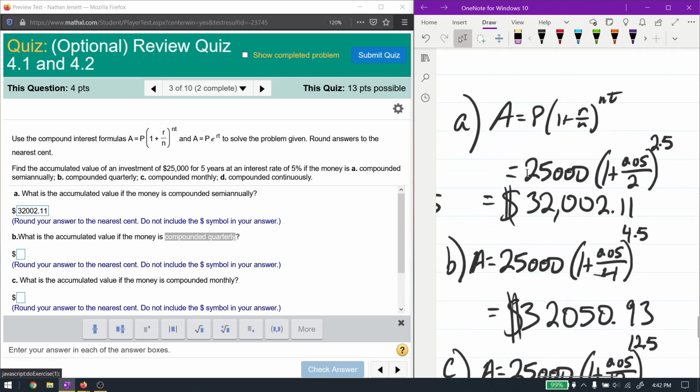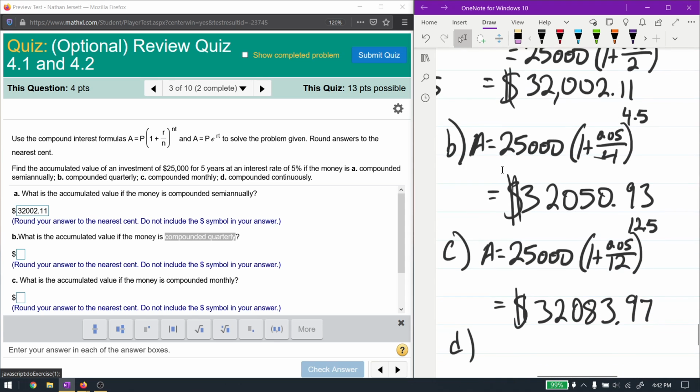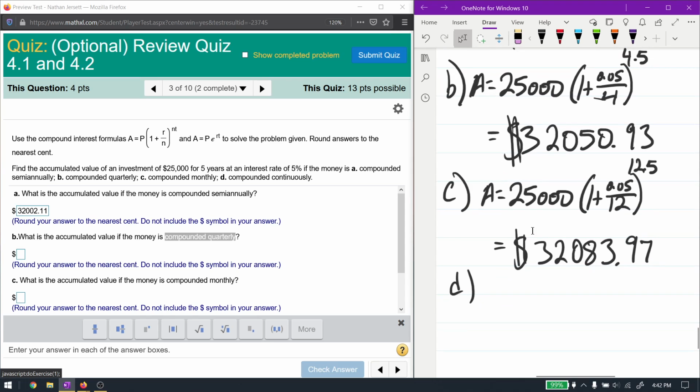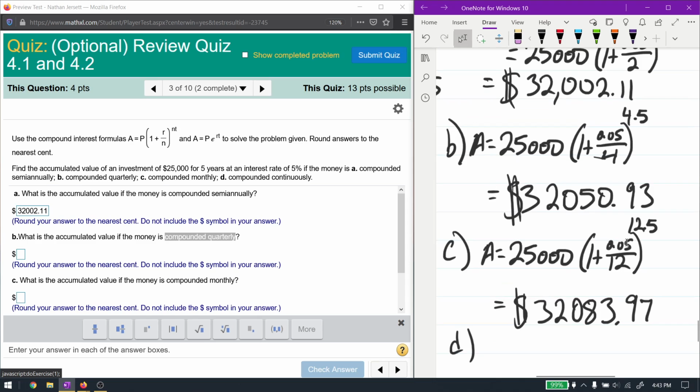Okay, so for part A, we found that compounding twice a year is $32,002.11. Then compounding 4 times per year, we got more money actually, $32,050.93. And then for compounding monthly, we have $32,083.97. So the more times you compound, the more money you make in general. Now, these of course aren't that much different. I mean, 50 and 80 is a pretty big difference. But compared to the fact that it's $32,000, it's not that big of a difference.